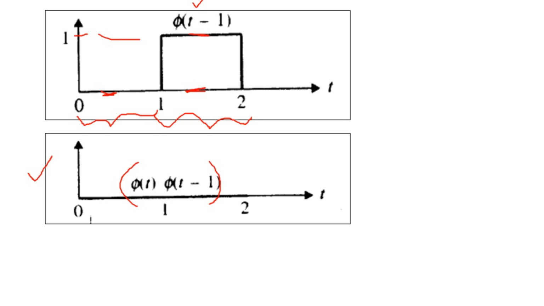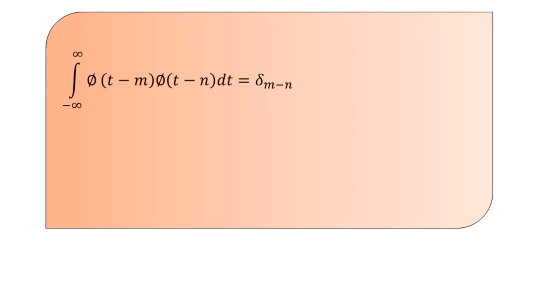If such is the case, we can have the representation of a certain signal considering phi of t and phi of t minus 1 to be the functional basis here. In general we can go for phi of t minus k or t minus n also. So for the Haar scaling function, the general representation is that the integral from minus infinity to infinity of phi of t minus m into phi of t minus n dt is denoted by delta suffix m minus n, where m and n are not equal, so the orthogonality condition holds true here.